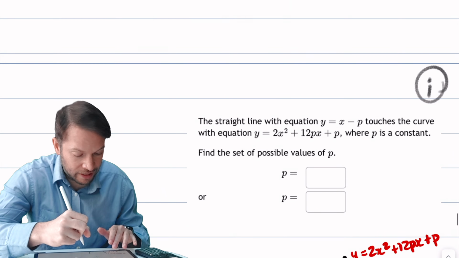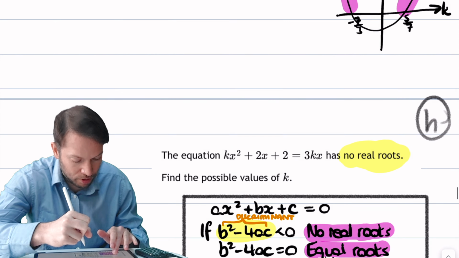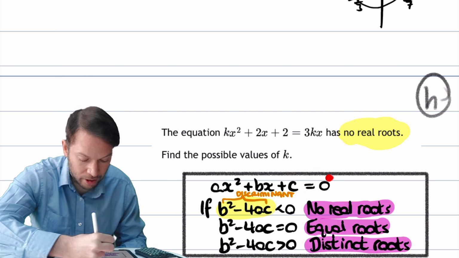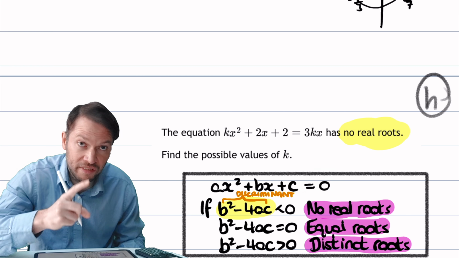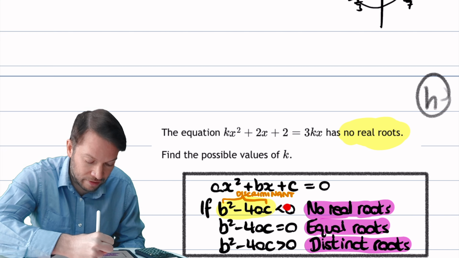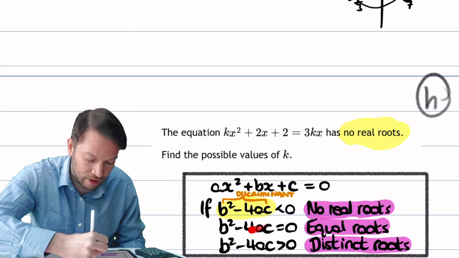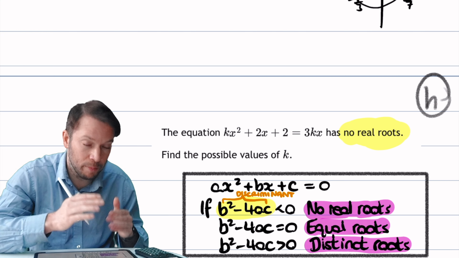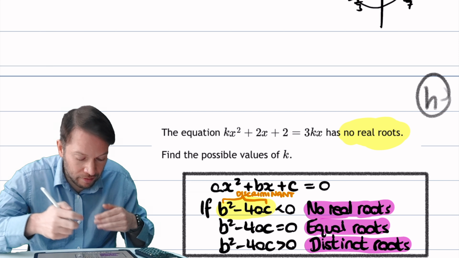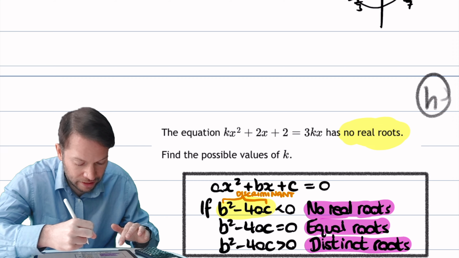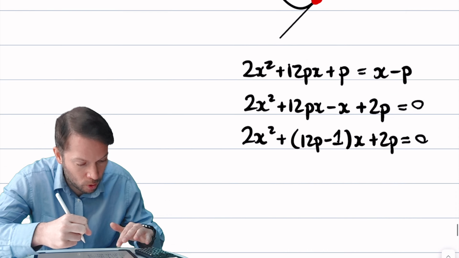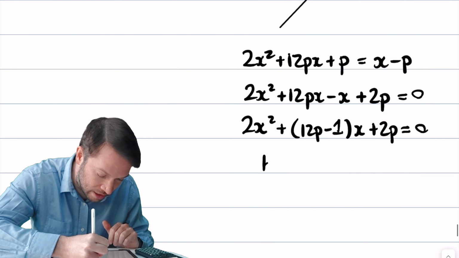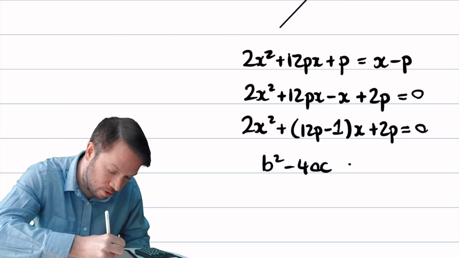Now, let's remind ourselves from before, we've got this little box here. If you've got a quadratic equation in the form ax squared plus bx plus c equals 0, then if b squared minus 4ac, which is known as the discriminant, is less than 0, you have no solutions to the quadratic. If the discriminant is equal to 0, you have equal roots, which is another way of saying you have one distinct root, because the two roots are equal. And if the discriminant is greater than 0, you have distinct roots. Now we have one solution here, because there's 1 point of intersection. So that means that b squared minus 4ac is equal to 0.